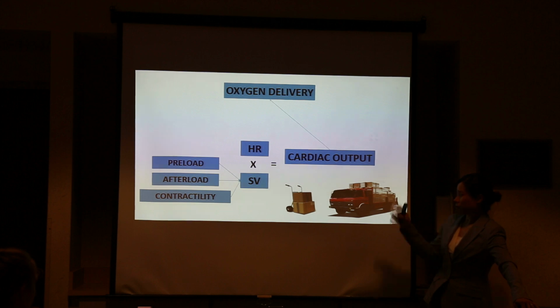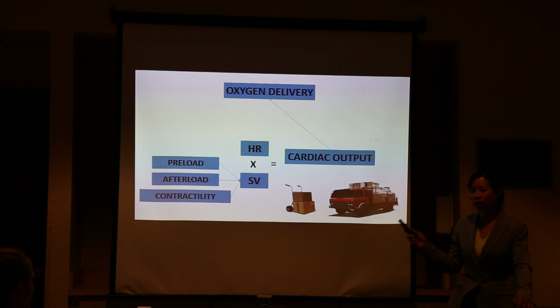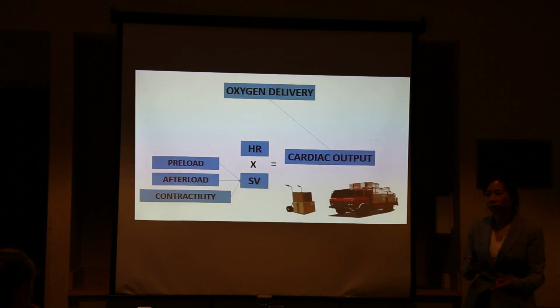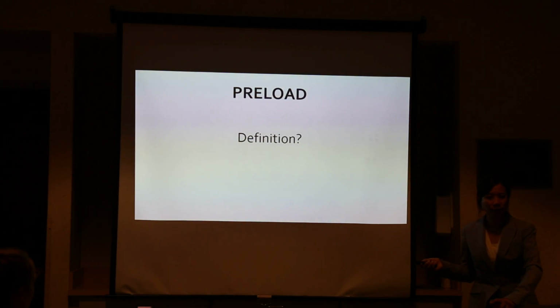Now, the other component is stroke volume. That's really where all of our skills with fluid status and inotropes come in. The three components of stroke volume are preload, afterload, and contractility. That's going to determine how much your heart can pump out. Anybody know the definition of preload?